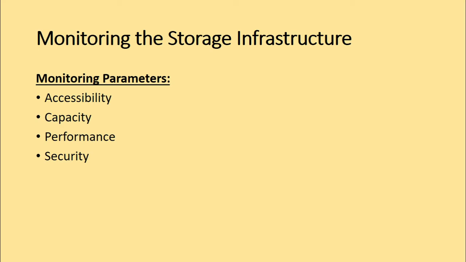Now let us look at each of these monitoring parameters in a bit more detail. What is accessibility? Accessibility refers to the ability of a component to perform its desired operation during a specified time period. So we monitor the accessibility of hardware components, for example a port, a host bus adapter, or a disk drive, or software components, for example a database.